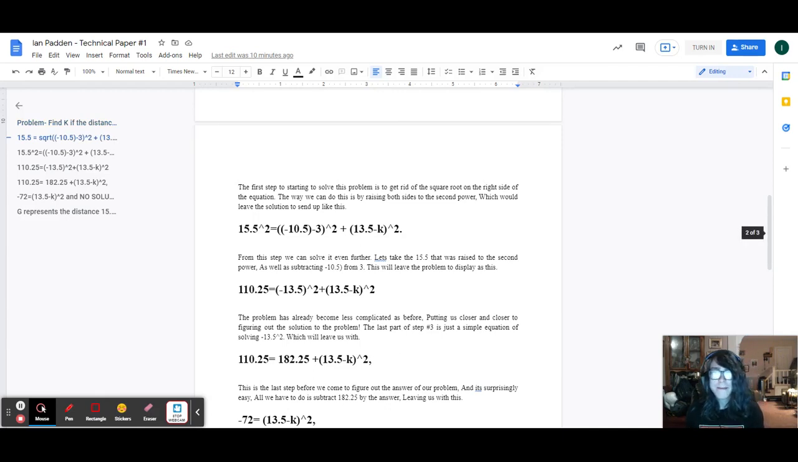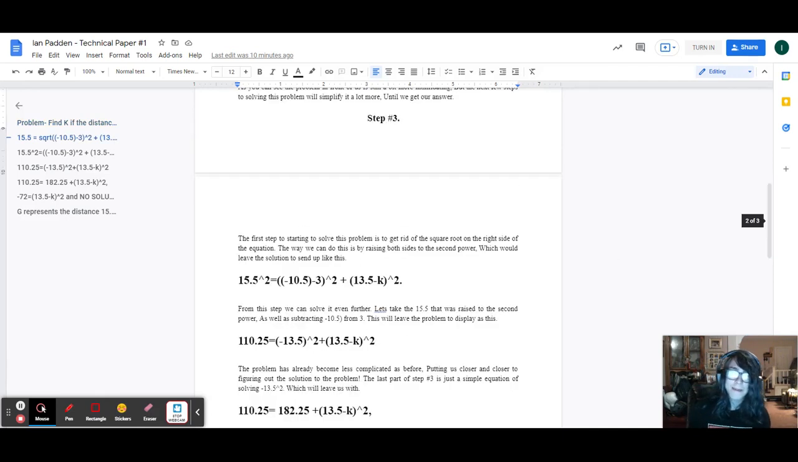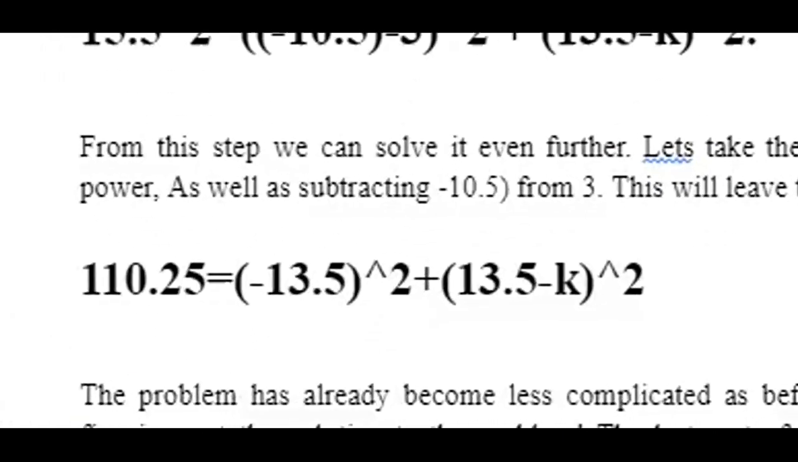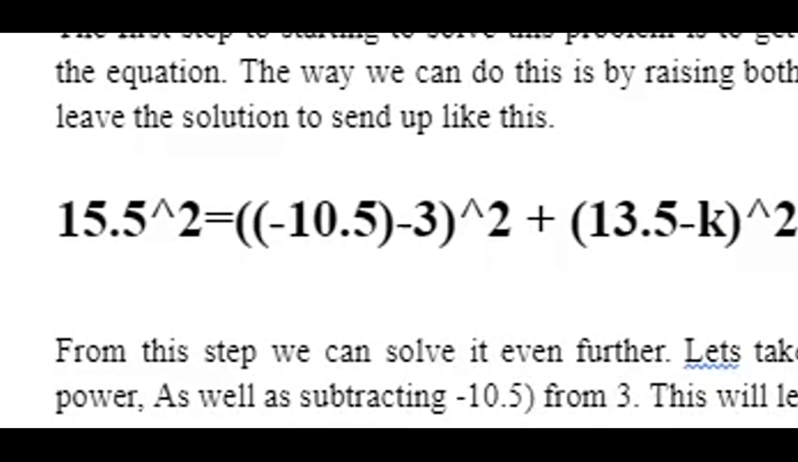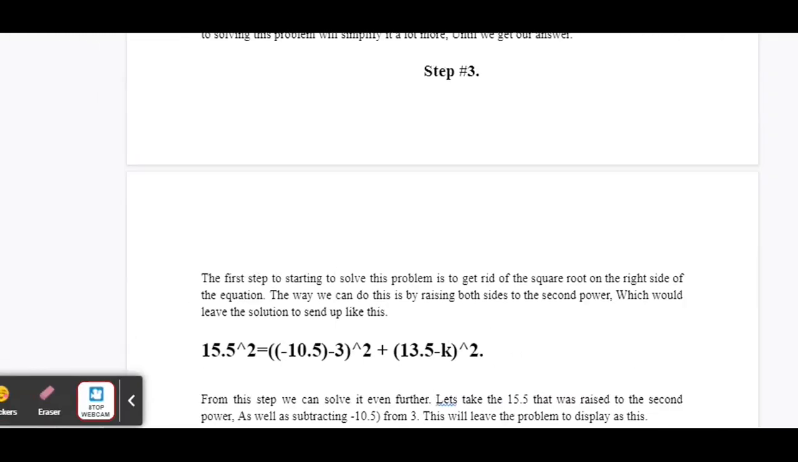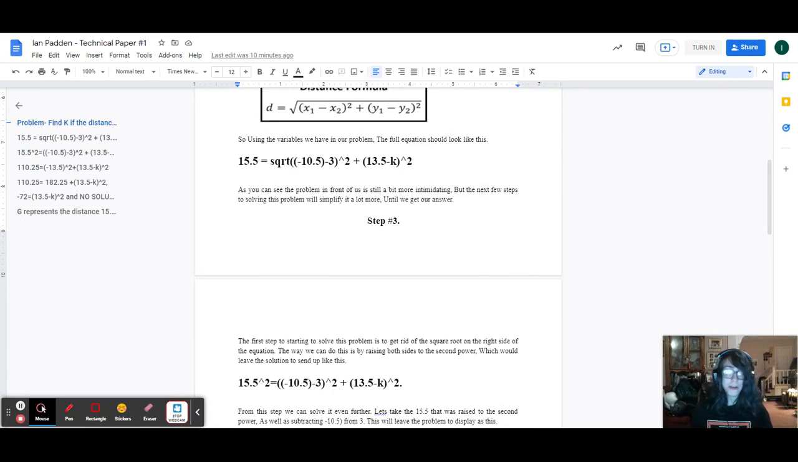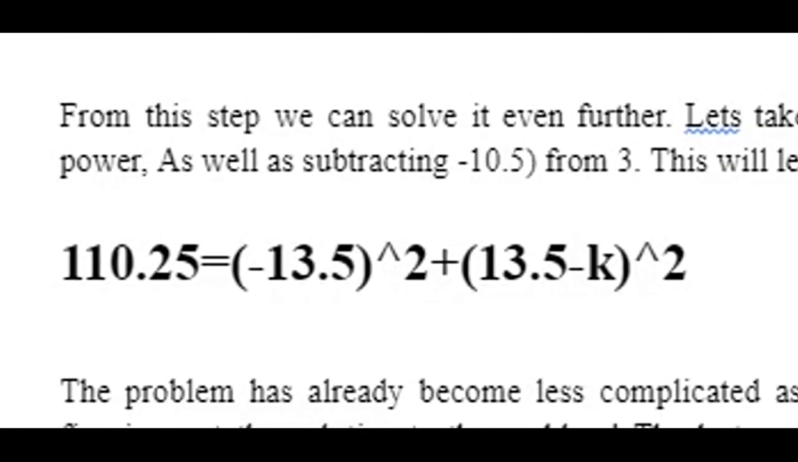15.5 raised to the second power is equal to the same thing as before. Now, as we can see, squaring both sides didn't change the second side at all besides removing that square root, which is a good thing. But from here, all we're going to move on to is a little bit of basic math, which is taking the 15.5 raised to the second power and solving that, as well as subtracting, negative 10.5 minus 3, which will bring us to this.